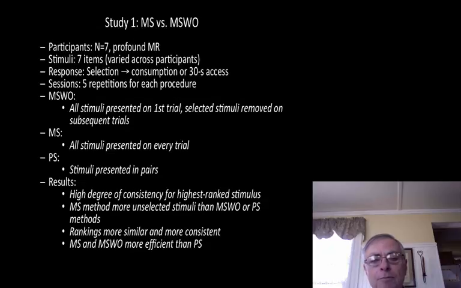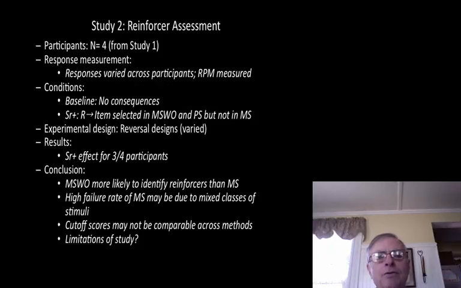Rankings were more similar and more consistent, and multiple stimulus and multiple stimulus without replacement were more efficient than paired stimulus. So you can sort of see they came out with some nice clean results there. Of course, they published a second study within the article.